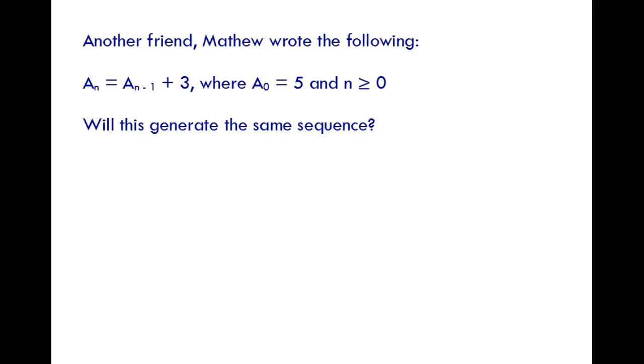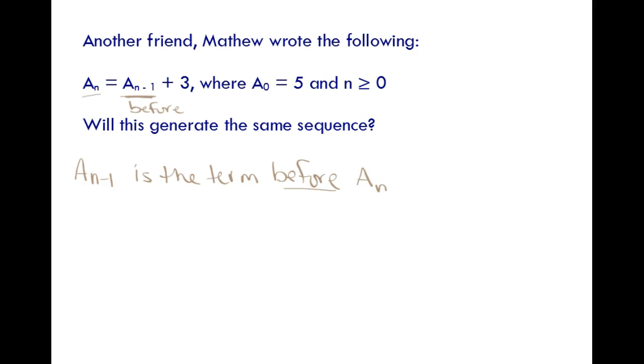Alright, here we go. Another friend, Matthew, wrote the following. So he wrote it slightly different. He said a of n is equal to a of n minus 1 plus 3. So let's just write what this means. A of n minus 1 is the term before a of n. So he's just saying the same thing. You still add 3, but he's saying to find the current one, you take the one before it. Take the one before it and add 3.